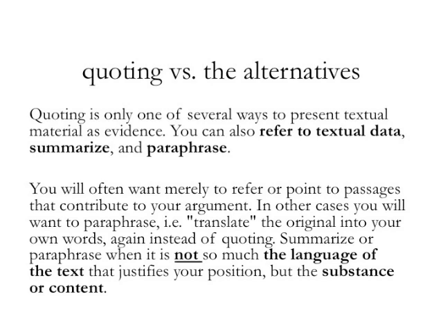In literary analysis, when it comes to presenting textual data, evidence, quoting isn't the only way to go. You can use other modes of presentation, including just referring to textual data, summarizing, and paraphrasing. You will often want merely to refer or point to passages that contribute to your argument. In other cases, you'll want to paraphrase, here I mean translate, the original into your own words instead of quoting it. Summarize and paraphrase when it's not so much the language of the text that justifies your position, but its substance or content.